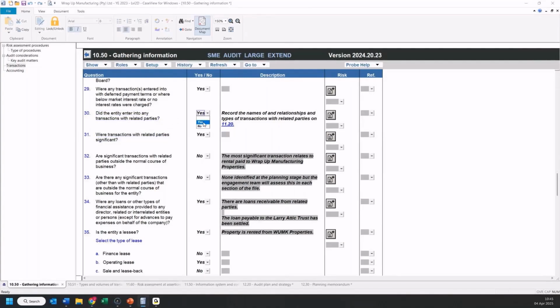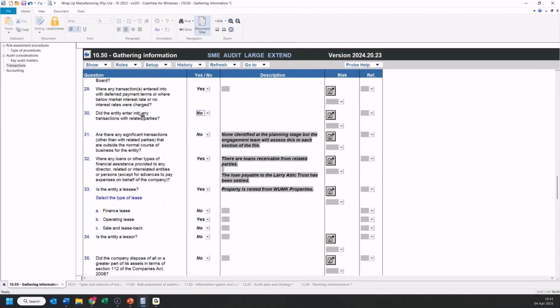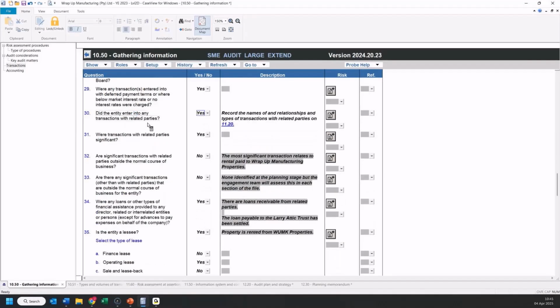Now, if I had said no, that would have been the end of it, and we would have had no other considerations. But I'm saying, hang on, we did actually have transactions with related parties, and I've already prompted them to go and document who those related parties are in 1120. Then the next question, were those transactions with related parties significant? I would probably go and document, or consider documenting, something there in the description, not necessarily at this point, because we did then say, are these significant transactions with related parties outside the normal course of business?